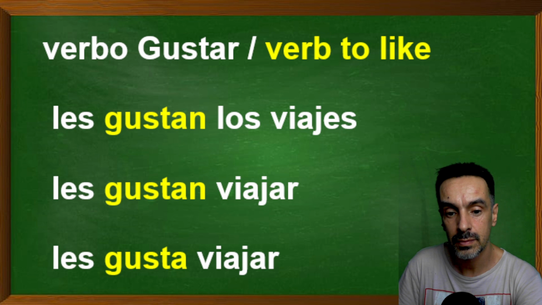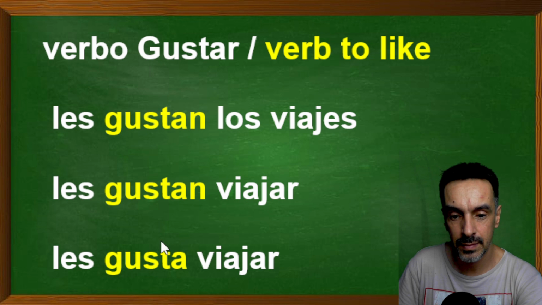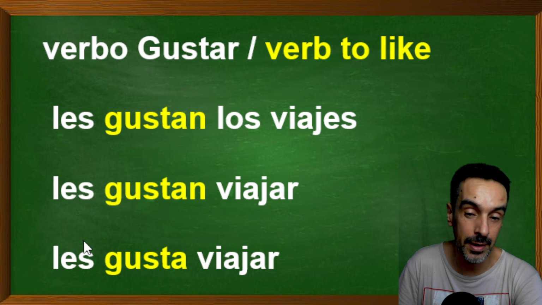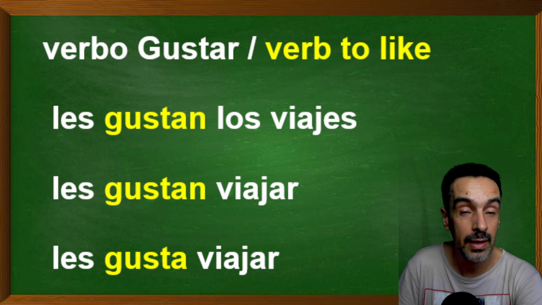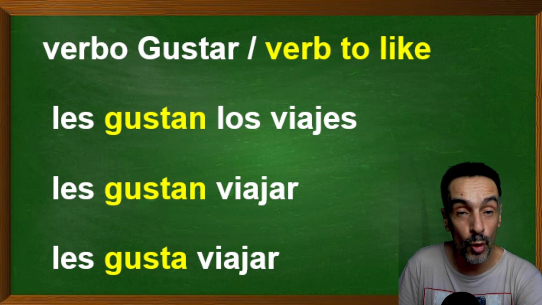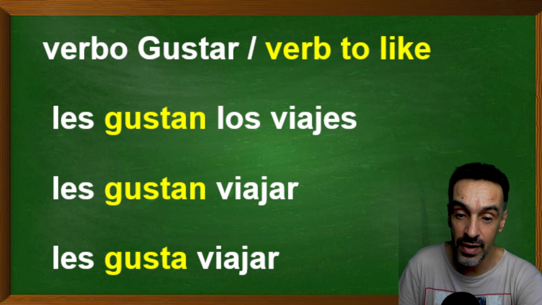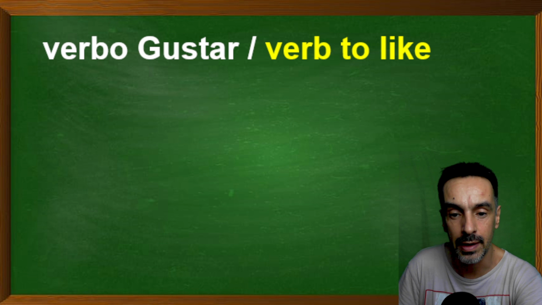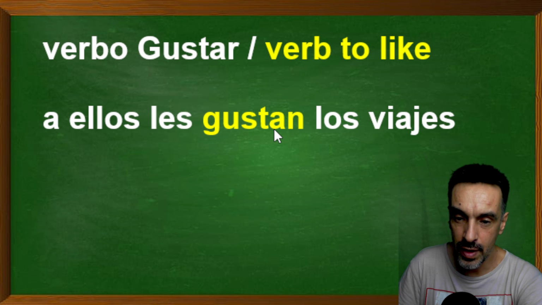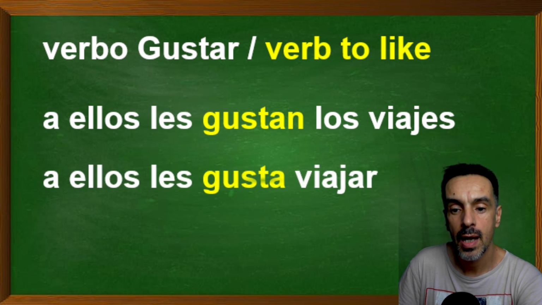Another example. So you need to say, les gusta viajar. They like to travel. The les is the indirect pronoun about they, right? They or you in plural. Ustedes les gusta viajar. I will give you another example to get more into detail. How is that? A ellos les gustan los viajes. A ellos les gusta viajar.